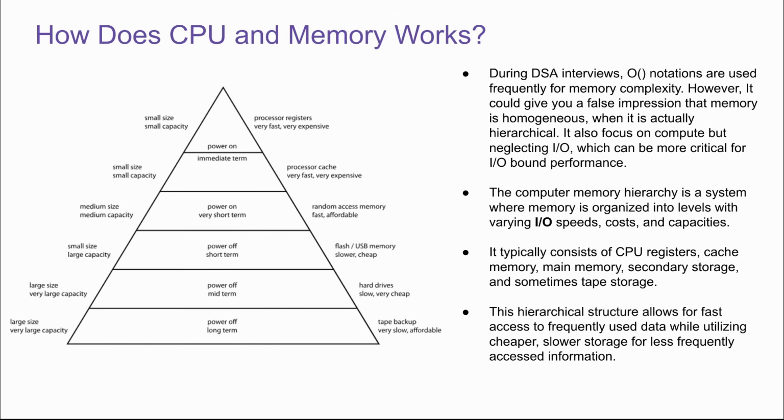Alright, let's start with how the CPU and memory work. As you can see, here's the pyramid. This is the hierarchical structure of a typical CPU. On the top, it has processor registers. It is very fast, and it is very expensive. And at the bottom, there's the tape backup, which most of us don't use anymore. It's very slow, but it's very cheap. So the speed of the storage goes from fast to slow as you move from the top of the pyramid to the bottom of the pyramid. At the same time, the cost goes from very high to very low from the top of the pyramid to the base of the pyramid.